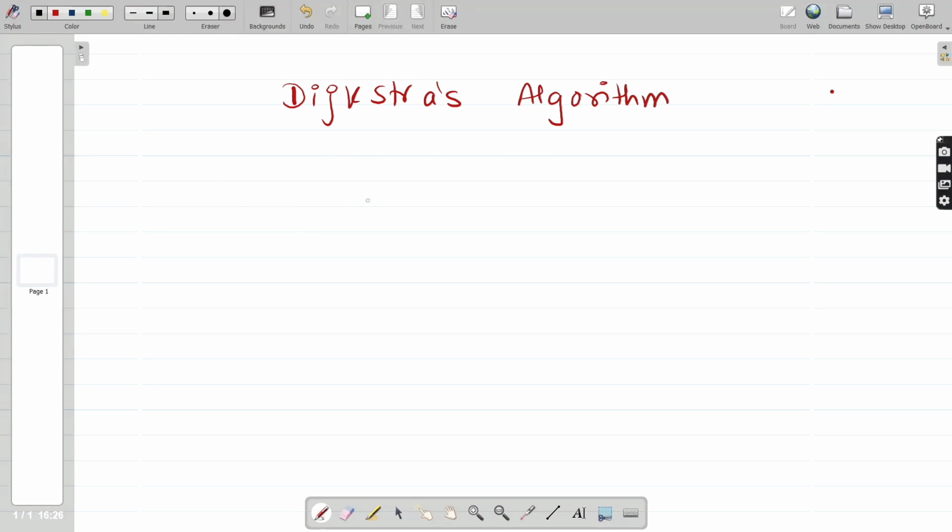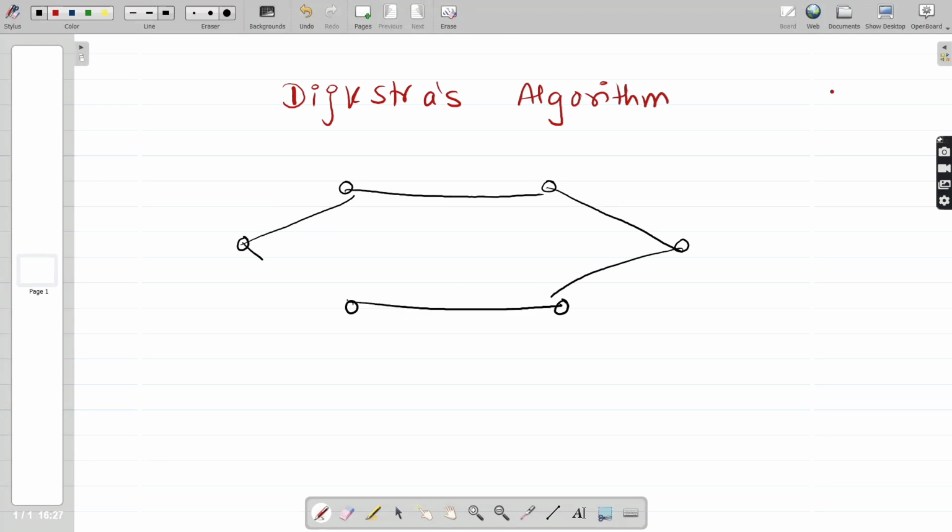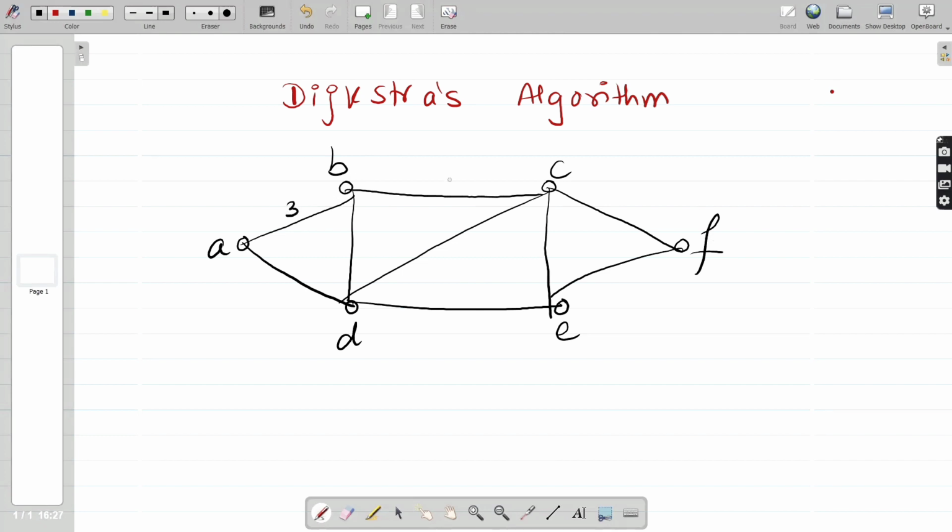For this, we consider a weighted graph. Now, let me recall what a weighted graph is. A weighted graph is a graph where edges are assigned some numbers. Numbers may be the distances along that particular route. So, I'm just drawing a graph. This is a graph with vertices A, B, C, D, E, and F with some numbers assigned to every edge. Let us say that these are the weights, the distances across all the routes.